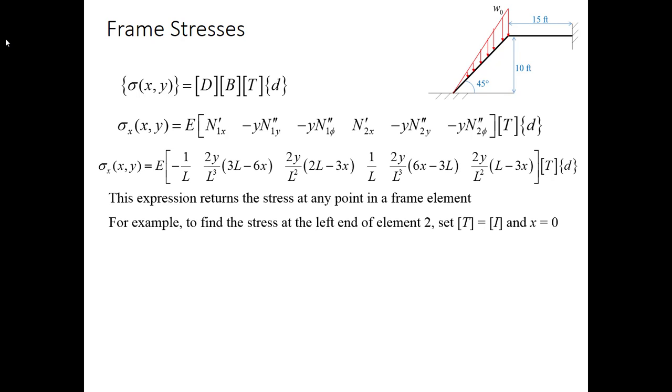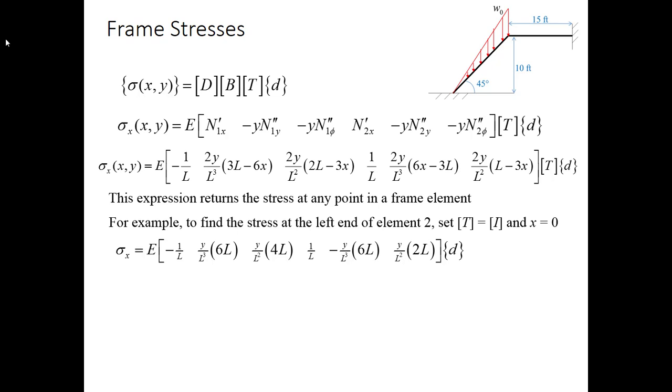Let's try a particular point. For example, let's look at the stress just to the right of the joint, or in other words, right at the left end of element 2. In order to evaluate that, the transformation matrix goes away. It becomes the identity matrix. And we're going to set x in element 2 equal to 0.